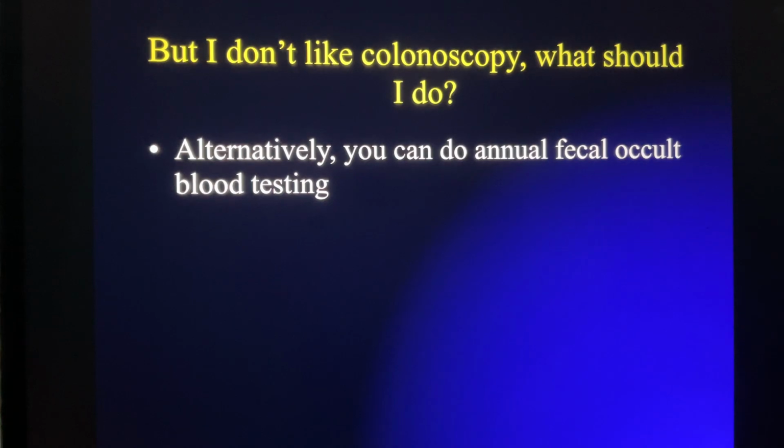So you can do an annual fecal occult blood testing. Because with colonoscopy, you have to go through a prep. Some people don't tolerate it very well. They have to clean your GI tract. You have to not eat for a certain period of time. You have a prep that you drink and it causes you to have diarrhea.